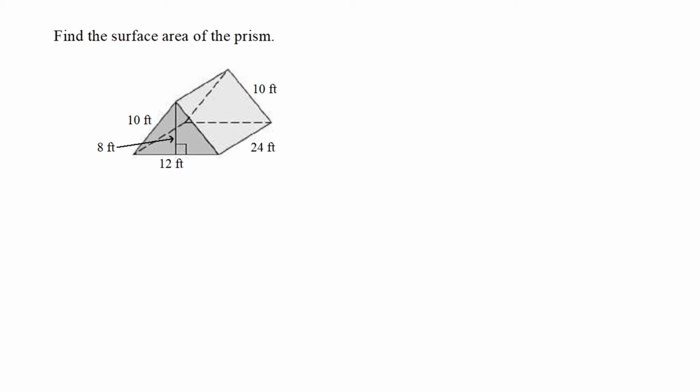Okay, looking at this one, we're now working with a triangular prism. So as we're looking at this triangular prism, we have 5 sides instead of 6. Starting on the base of the triangle over here, we need to do the area of this triangle. Now the formula for the area of a triangle is base times height divided by 2.